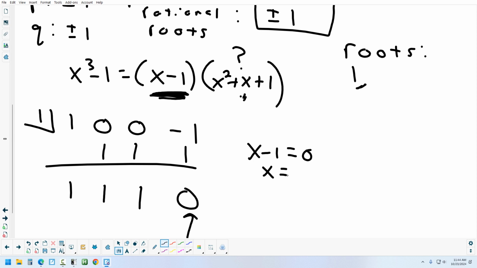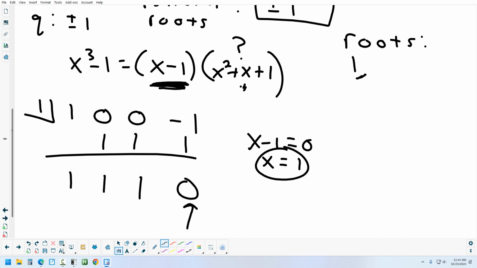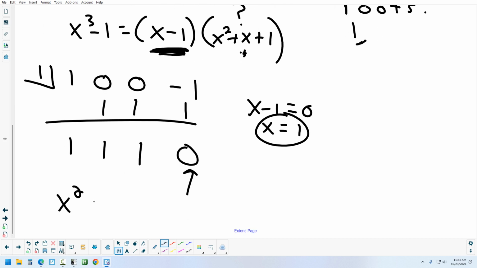What did I get when I did that one? 1. I already have that. Now I need to set the second factor equal to 0: x squared plus x plus 1. And now I need to solve that, and those are my other answers.